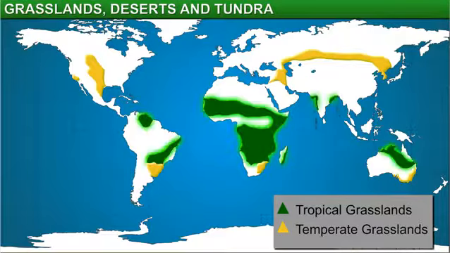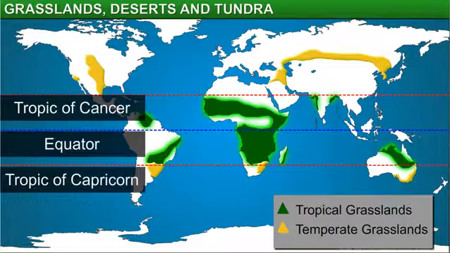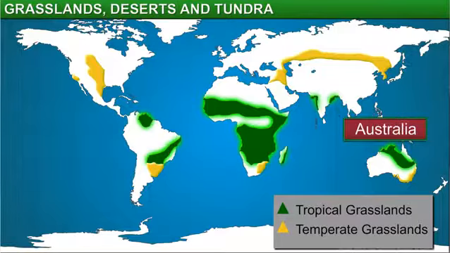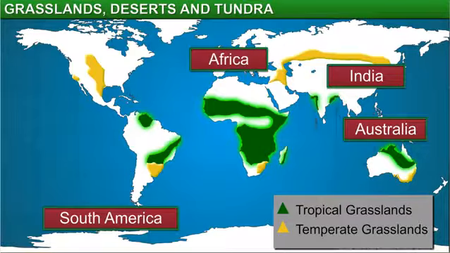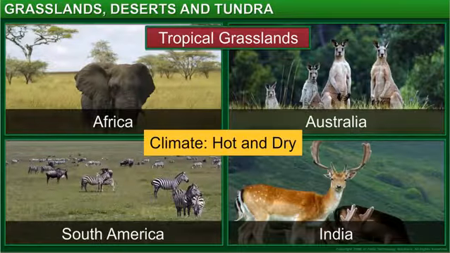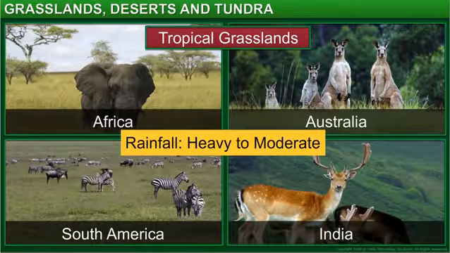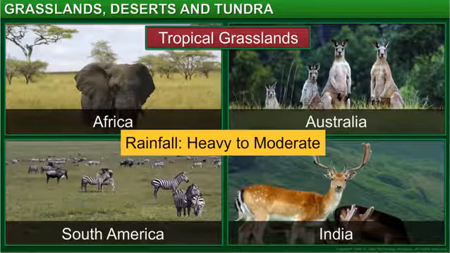Tropical grasslands are located near the equator, between the Tropic of Cancer and the Tropic of Capricorn. These can be found in Australia, India, Africa, and South America. The climate in these areas is usually hot and dry throughout the year. The rainfall can vary from heavy to moderate. Some of these areas do experience a season of heavy rainfall, followed by long bouts of drought.